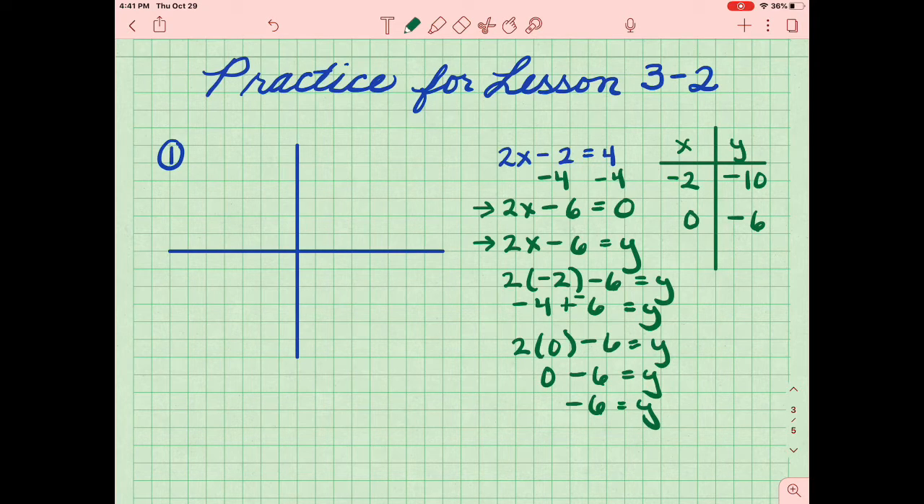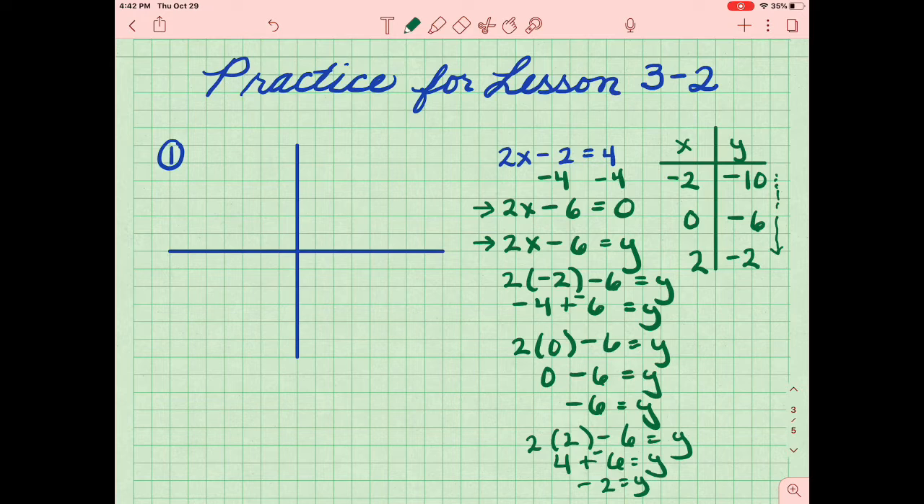That's still actually bigger than I would want. So let's try 2. I have 2 times 2 minus 6 equals y. 4 minus 6 equals y is going to be -2 equals y. And I still haven't actually gotten to where it's going to cross the x-intercept or the x-axis.